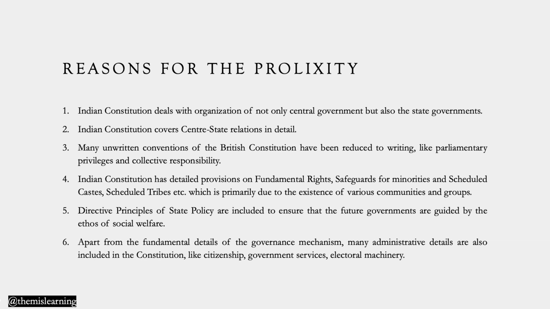The fifth reason for the prolixity would be the existence of directive principles of state policy. Now, they are non justiciable, first thing. However, the inclusion of them also gives direction to the future governments and gives them a guidance by which the state would strive to be a state of social welfare. Apart from the fundamental details of governance mechanism, many administrative details are also included in the constitution, like citizenship, the existence of government services, electoral machinery, etc.